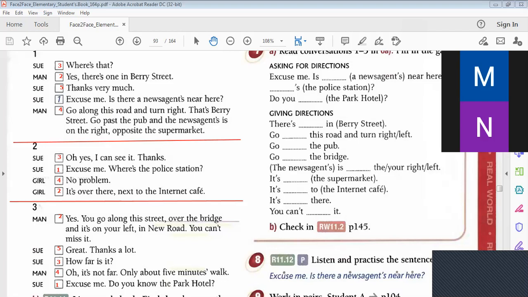Recording 11.11. Conversation 1. Excuse me, is there a newsagent's near here? Yes, there's one in Berry Street. Where's that? Go along this road and turn right. That's Berry Street. Go past the pub and the newsagent's is on the right opposite the supermarket. Thanks very much.